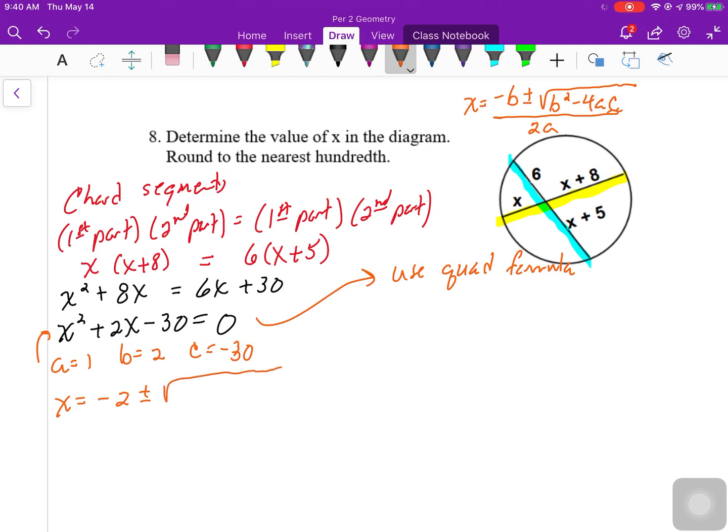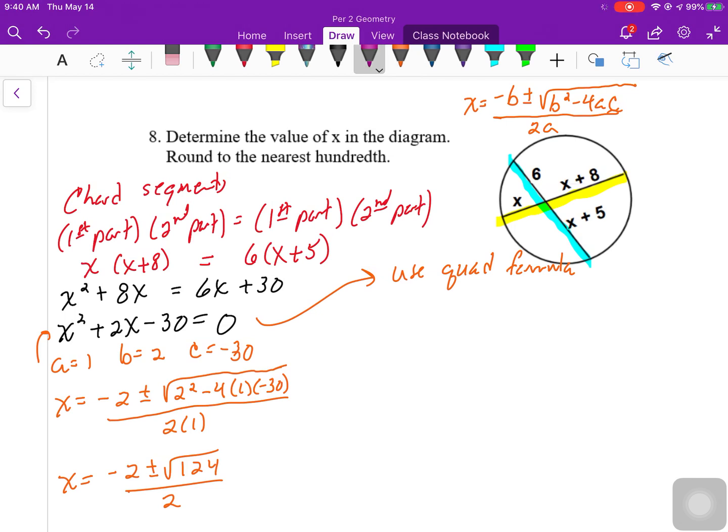So when I put that into my quadratic formula, I have x equals negative 2 plus or minus the square root of 2 squared minus 4 times the 1 times the negative 30, all of that divided by 2 times the 1. And we'll work on what's beneath that radical sign first. So that gives us 124. Negative 2 plus or minus the square root 124 all over 2.